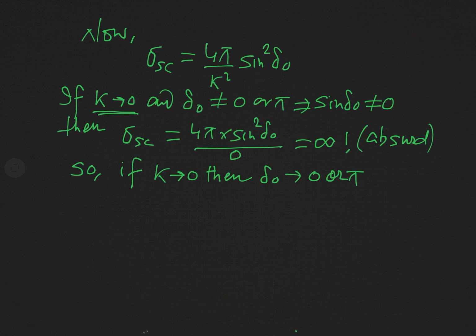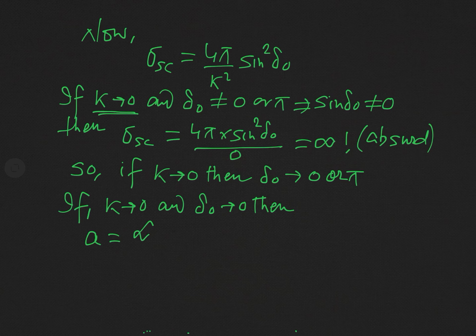So now let us consider when delta naught tends to 0. If k tends to 0, then in that condition delta naught also tends to 0. In fact, in this condition, what will be the scattering length A, which we have defined above? You know the definition of A is what?